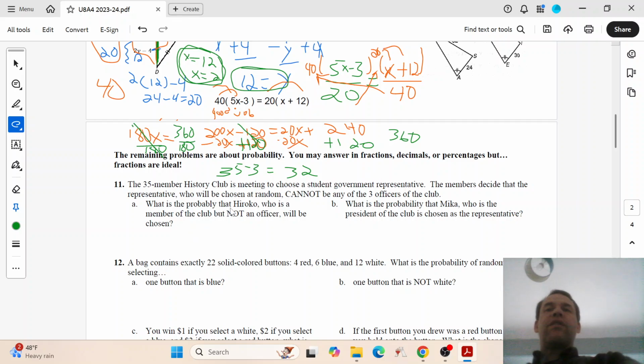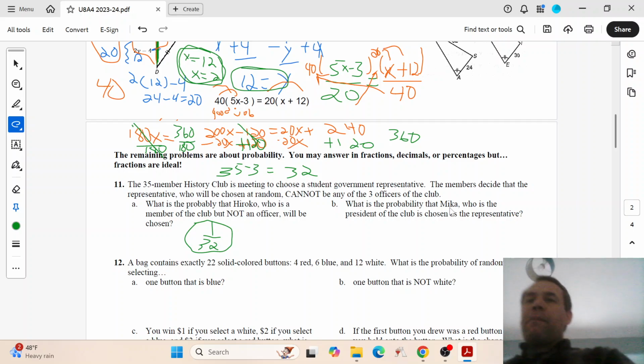So what is the probability that Hiroko, who is a member of the club but not an officer, will be chosen? So that should be just out of 32 members. So just 1 out of 32 is our answer for number 11A. You try B, come on. What do you think? 1 out of 32 there.